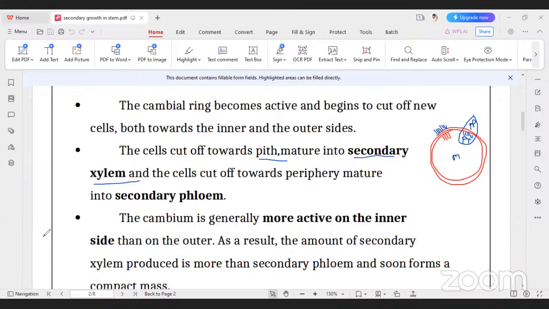Now the cambium is generally more active on the inner side. That is why the formation of secondary xylem is more than secondary phloem. This is primary xylem. Now this, in red color, is secondary xylem. It occupies more space.